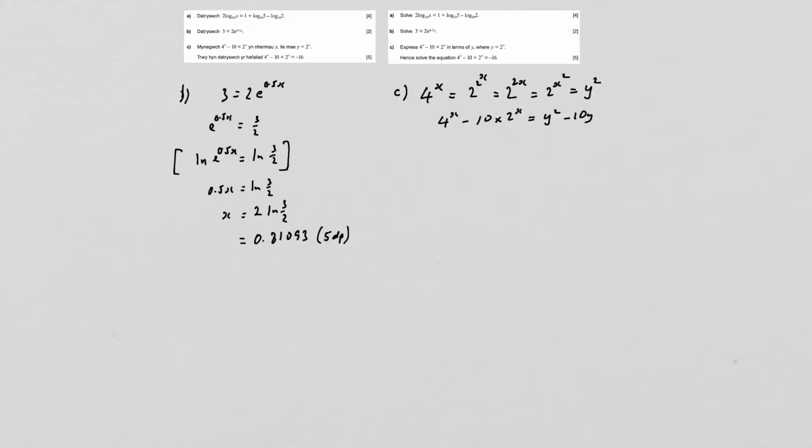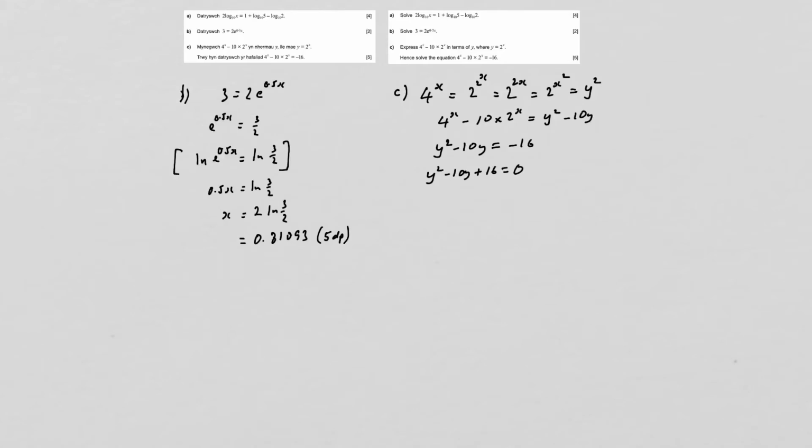Now, hence solve the equation, well, that means that the left-hand side of this equation is what we've just expressed the original as. So we can now write y squared minus 10y equals minus 16, and we have a quadratic. So we can say y squared minus 10y, adding 16 to both sides, is 0.